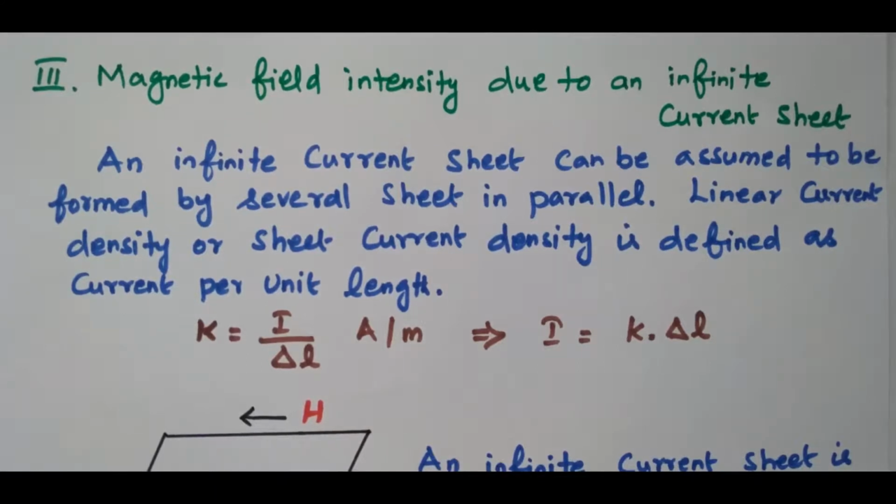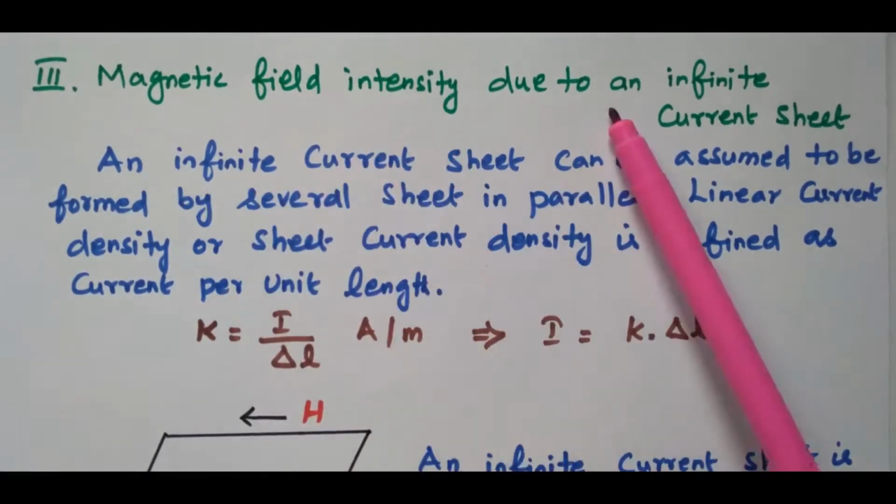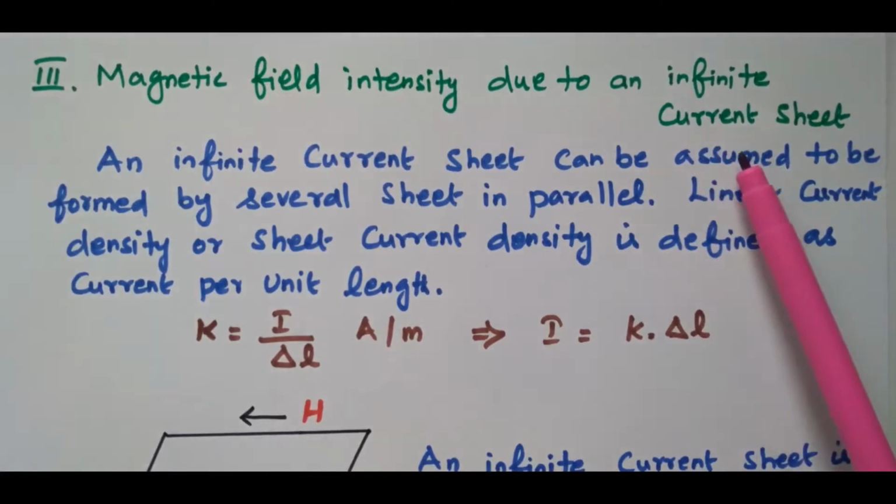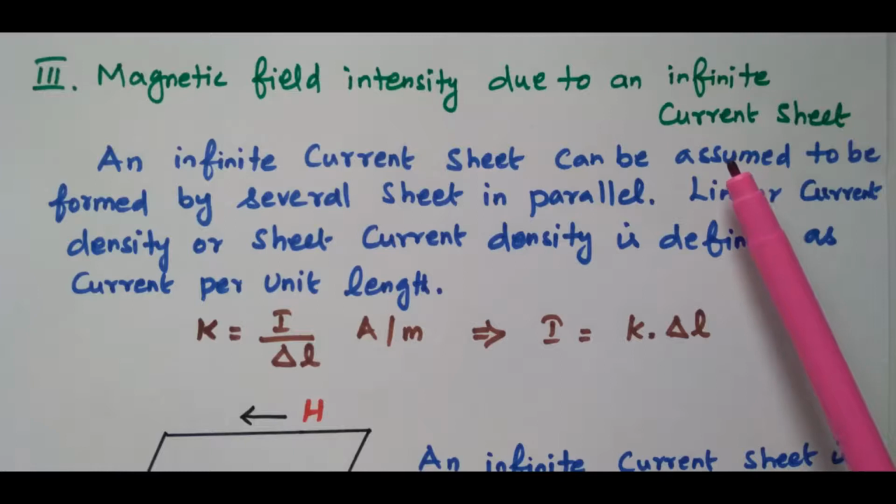The third application is magnetic field intensity due to an infinite current sheet. One infinite current sheet is available, and in that we are going to find the magnetic field intensity. So before that, we see what current density is.